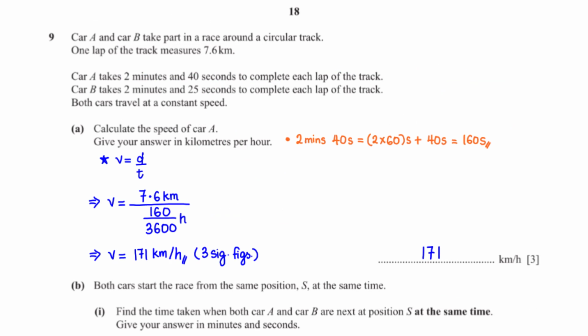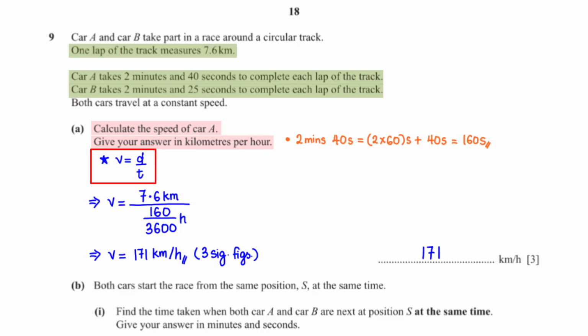Car A and Car B take part in a race around a circular track. One lap of the track measures 7.6 kilometers. Car A takes 2 minutes and 40 seconds to complete each lap of the track. Car B takes 2 minutes and 25 seconds to complete each lap of the track. Both cars travel at a constant speed. Calculate the speed of car A. Give your answer in kilometers per hour.